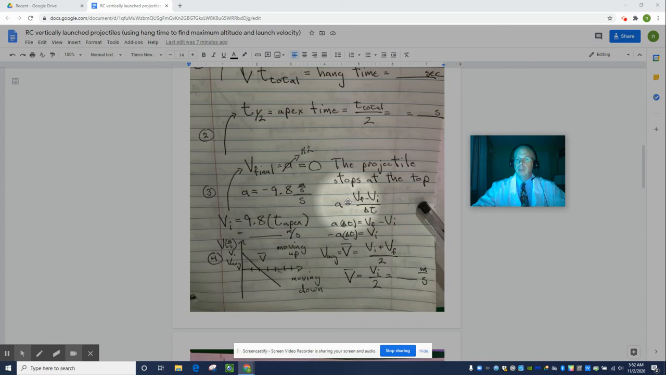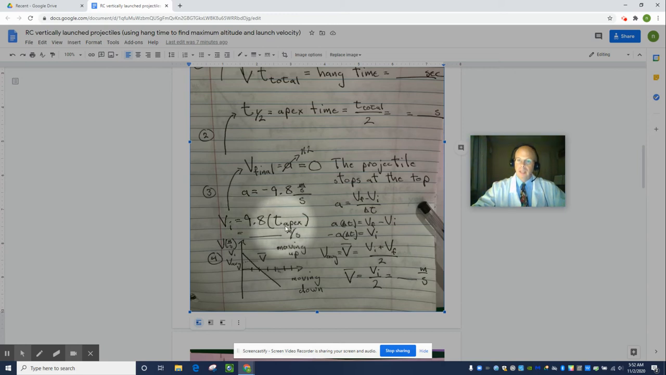Here's the definition of acceleration, and the final velocity leaves. There is no final velocity, so that term drops out. We can multiply both sides by t, multiply both sides by -1, except the acceleration is already negative, so you end up with 9.8 multiplied by the apex time.